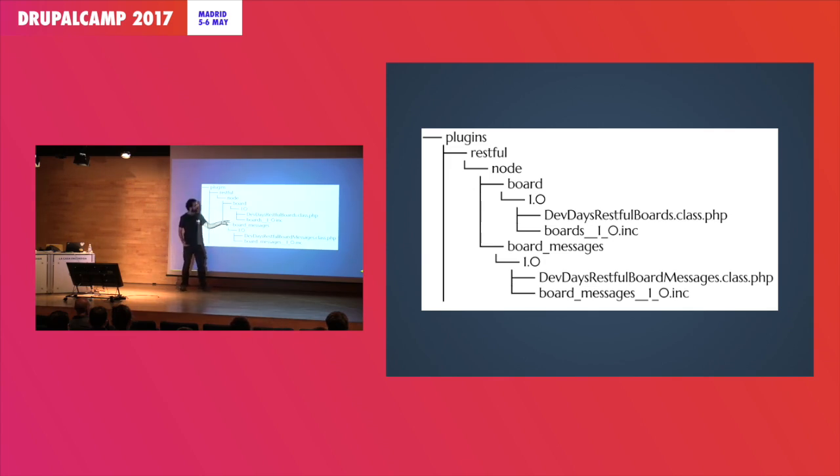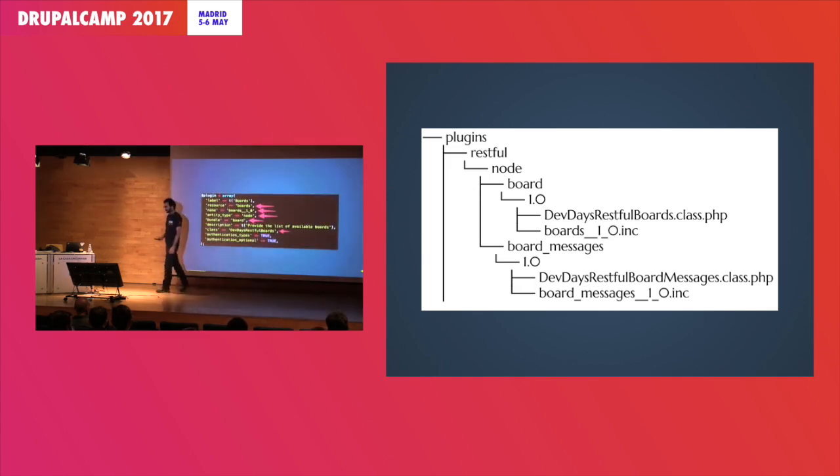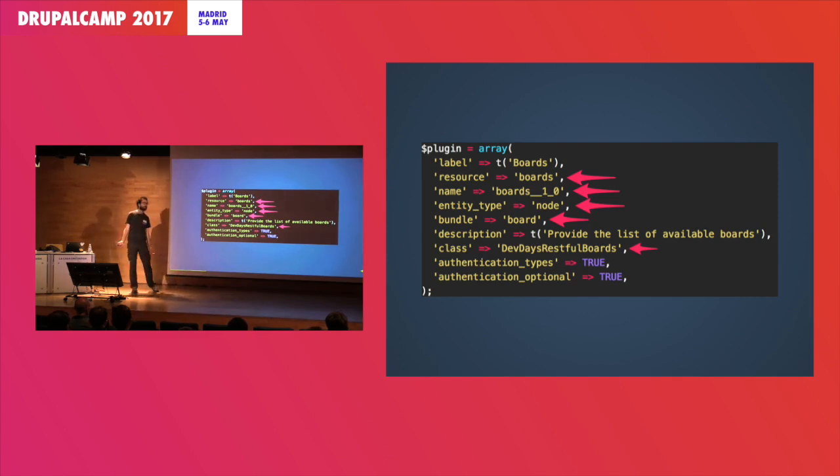So for each endpoint, you just need two files: the definition of the plugin and the implementation, that we will see now. This is how you define a plugin, something simple. You have a name, a human readable name, the resource, which will be the URL you use to identify the resource, and what entity type it is using. It can be a node, it can be a user, it could be a file. The bundle, in this case, is a board, a human readable description, and then the class we are using. We also specify if this endpoint requires authentication.